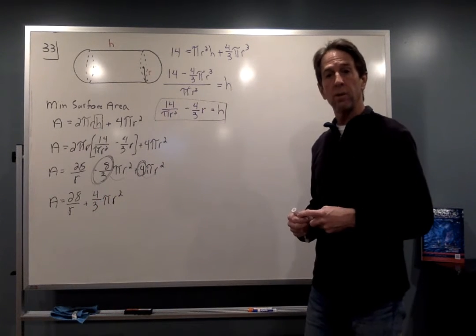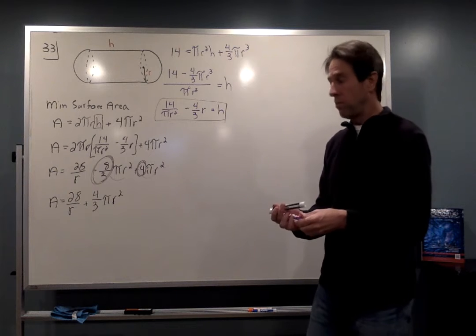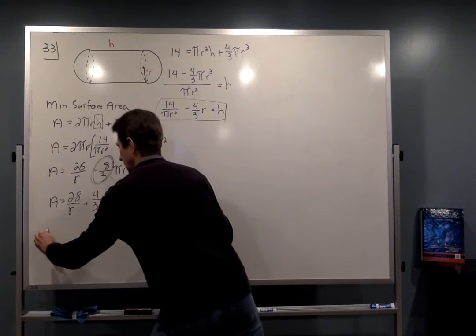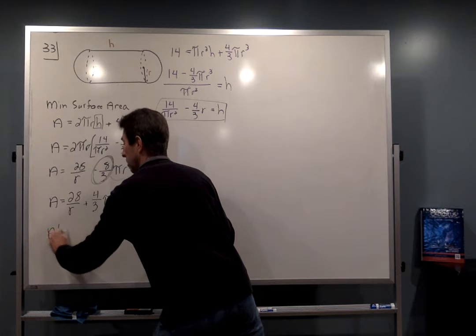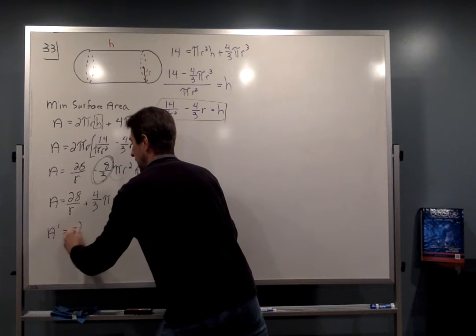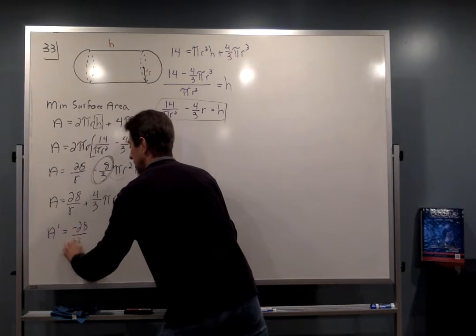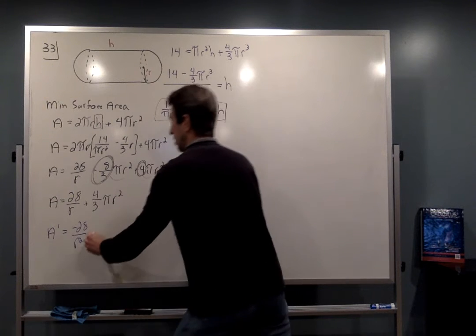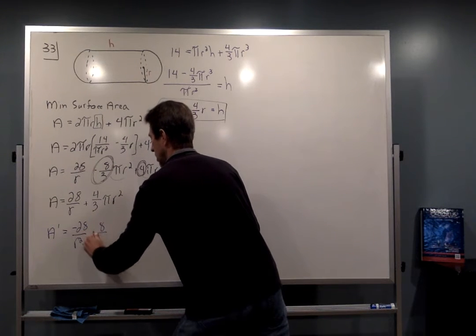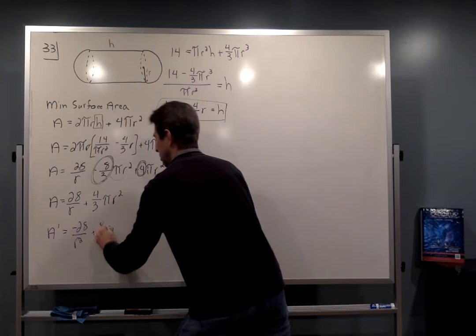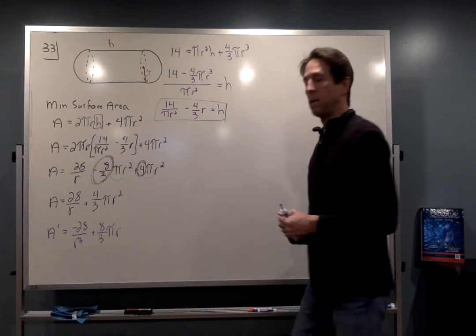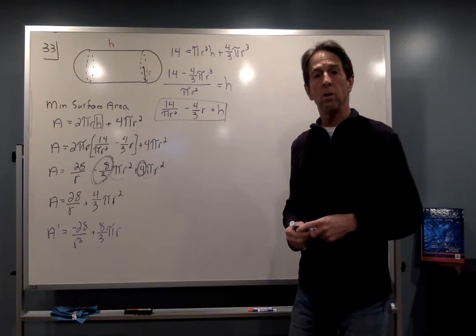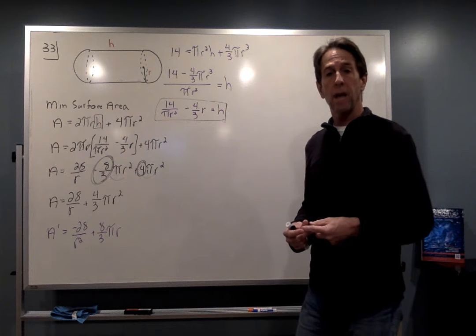We then find the derivative, and this is one I will find the derivative for you. Remembering r is your variable, it's going to be negative 28 over r squared. The derivative here would be 8/3 pi times r. Now we can set that equal to 0. We can find the r that makes it happen.